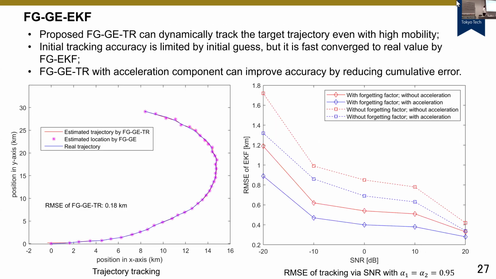And for geolocation, we use the same trajectory like this. So we can find that the proposed framework can dynamically track the targeted trajectory with high mobility. And we analyze the accuracy by calculating the RMSE of the tracking.